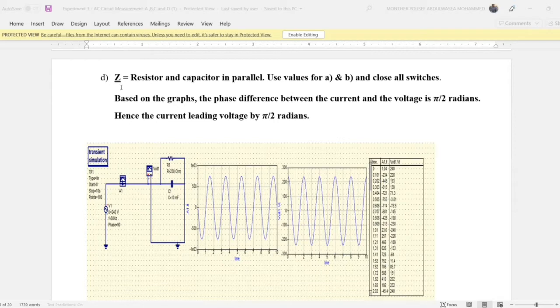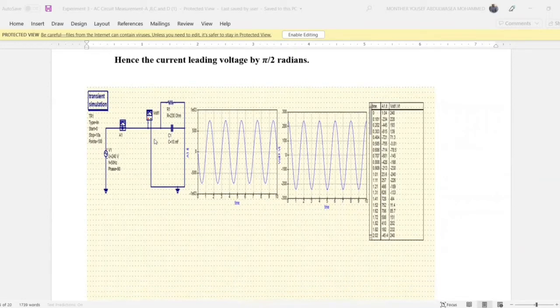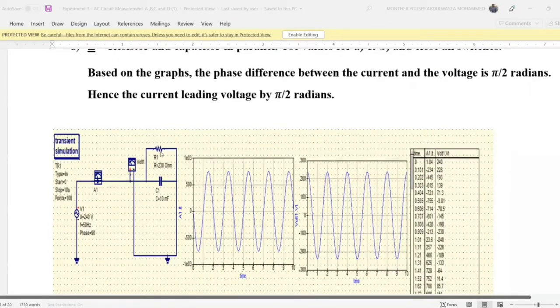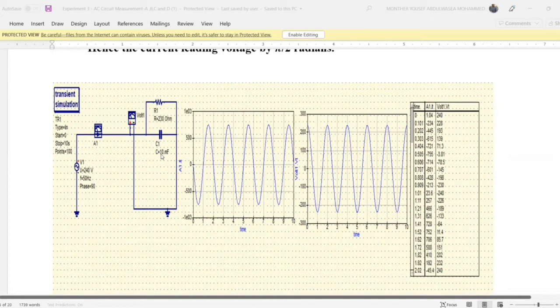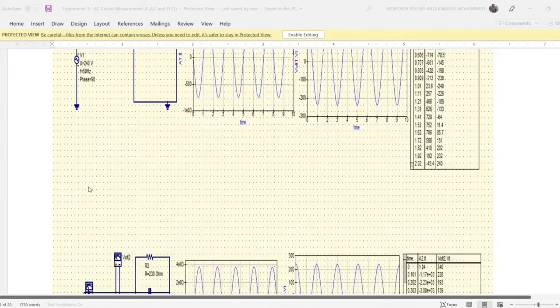So for question D, part D, resistor and capacitor in parallel. As we can see here, this is the resistor and this one is the capacitor in parallel. We put here the capacitor 10 mF and we calculate in the graph. Here is the time and the voltage, and here is the tabular. It starts at 0 and stops at 10 seconds. The points are 100.